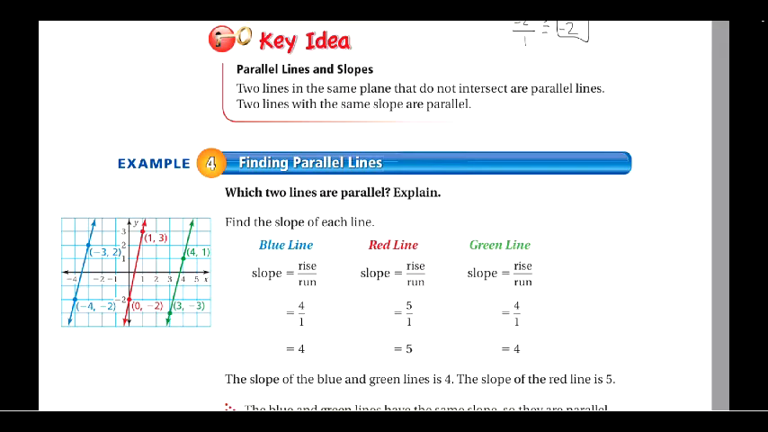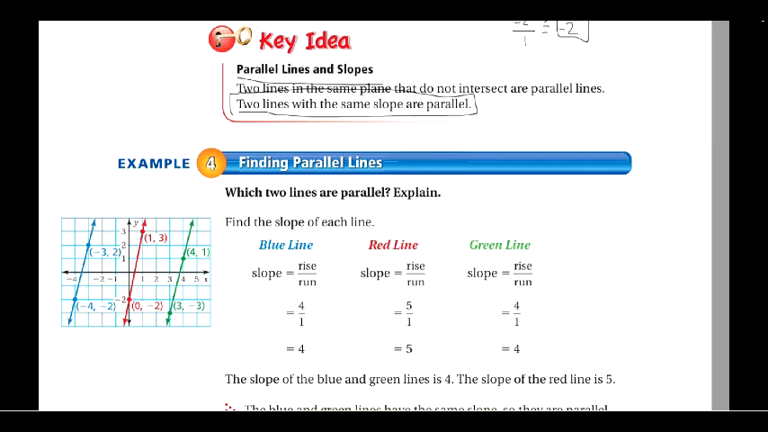So it says here, parallel lines and slopes at the top of your page. 2 lines on the same plane that do not intersect are parallel lines. 2 lines with the same slope are parallel. So that means if 2 lines went on forever and they never touched each other, they'd be parallel, but hey, parallel lines have the same slope. I would like you guys to write down the second part of this key idea. 2 lines of the same slope are parallel.